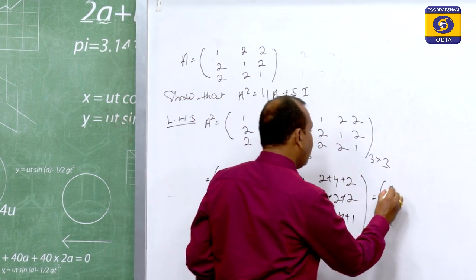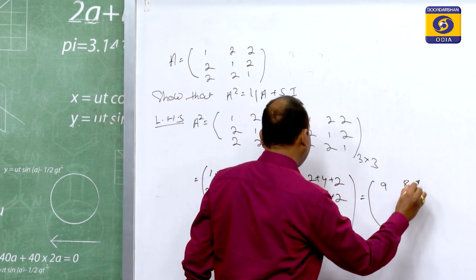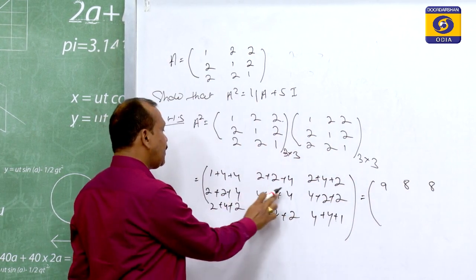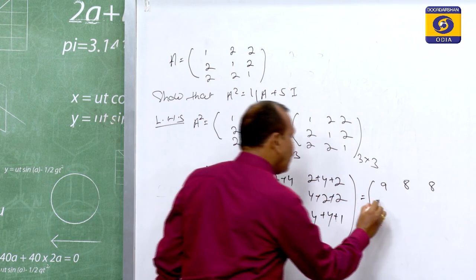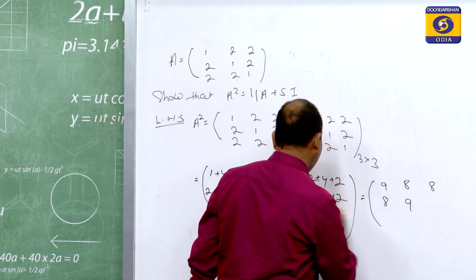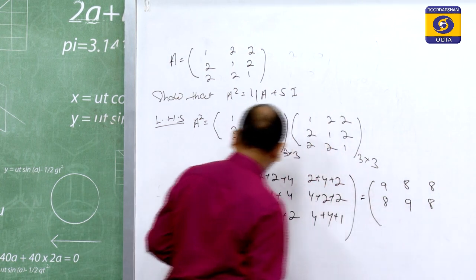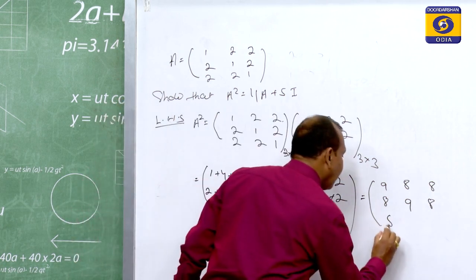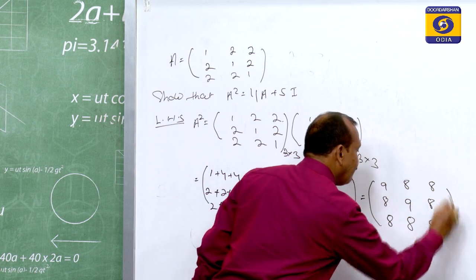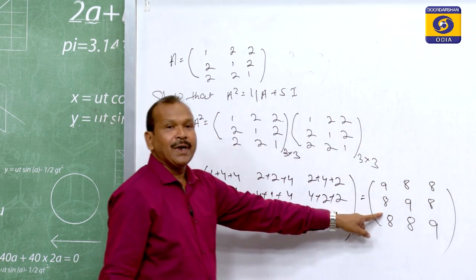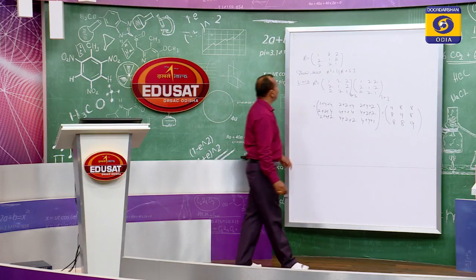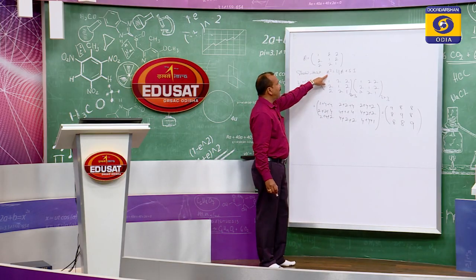9 8 8, 8 9 8, 8 8 9. This is a square matrix having order 3 cross 3. This is what we have on the left hand side.